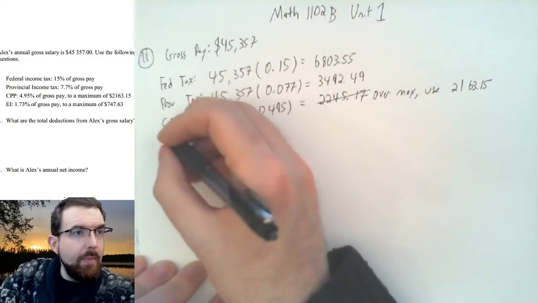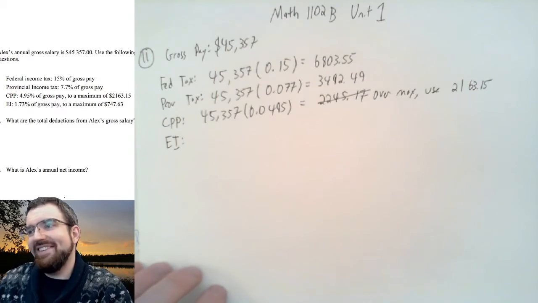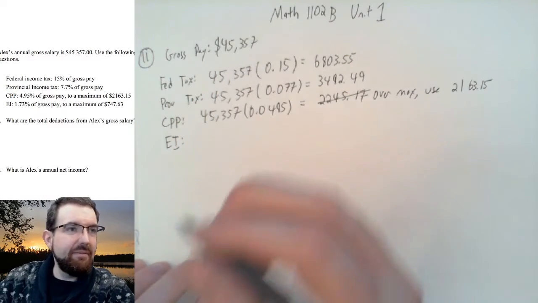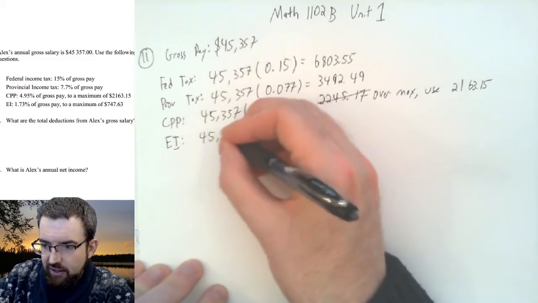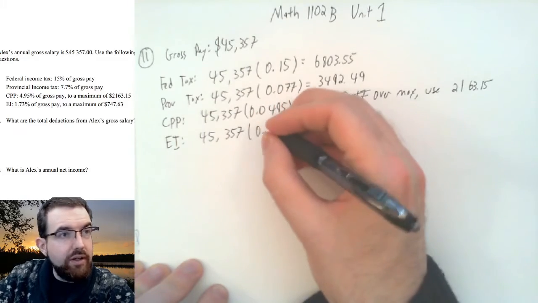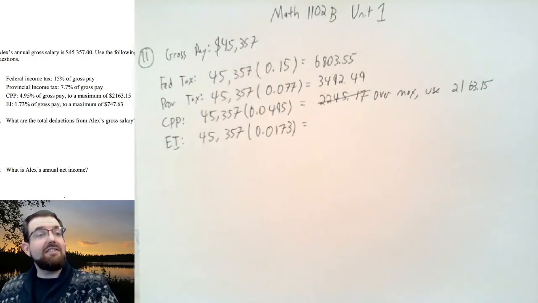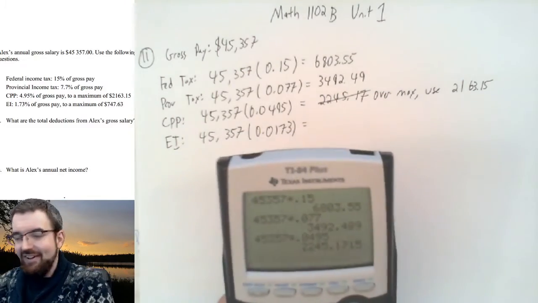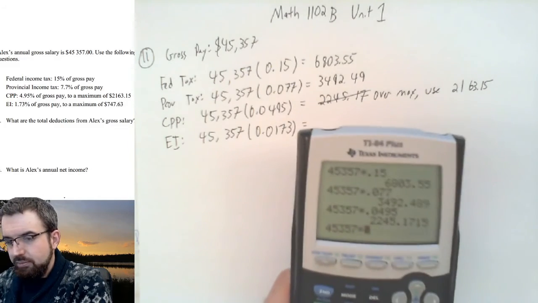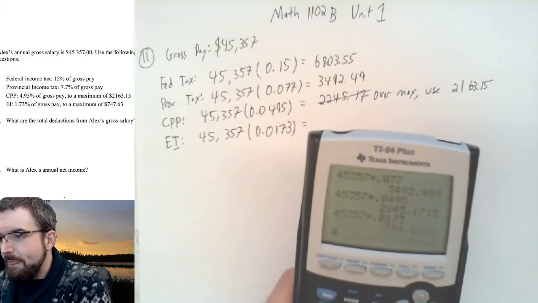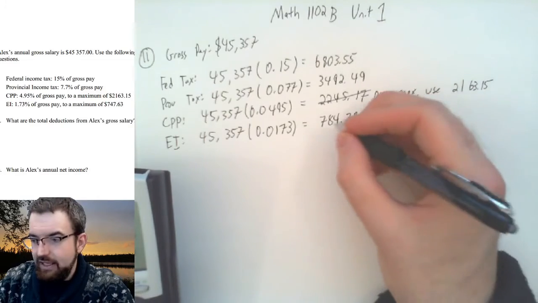And then EI, well, if CPP is over max, you have to use a calculator for this unit? Yes. Yes, Slayer Darth, they do indeed. Right? You get to use a calculator for all these units. EI is going to be 45,357 multiplied by 0.0173. I mean, figuring it out without a calculator is totally possible, but boy, that's a lot more number crunching for sure. 45357 times 0.0173. That's going to be 784.78. And again, that's over max.